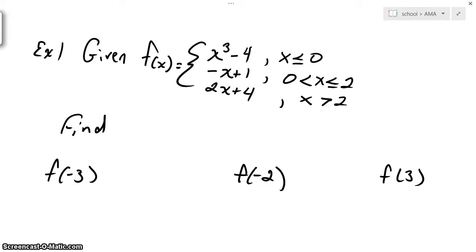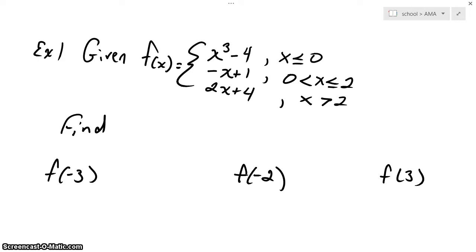Okay, continuing with our calculus summer review. On page 9, we're going to review piecewise functions. And I've created a problem here. Let's say that you have a function f of x and it has three distinct assignments, if you would.